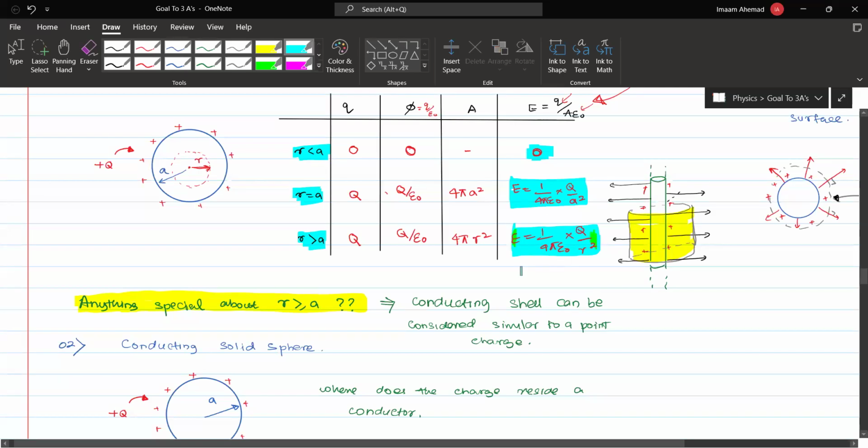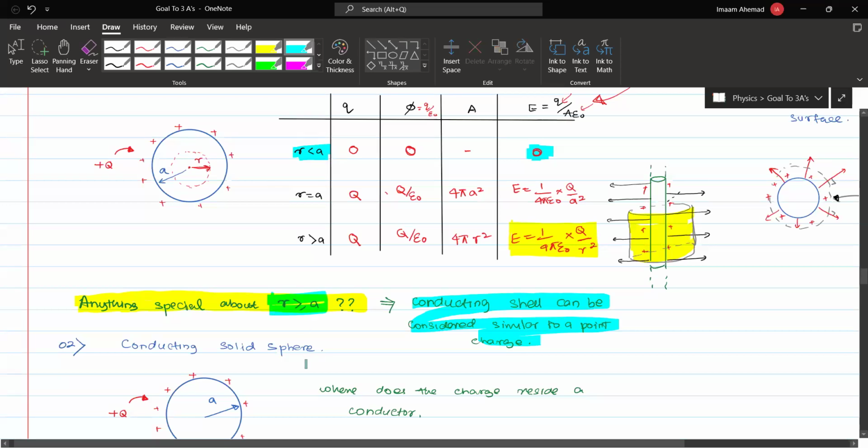What I'm saying is, although we got this equation for a conducting shell, actually we have seen that equation earlier. Where did we see it? We saw that equation when we discussed point charges. So the claim I make is a conducting shell can be considered similar to a point charge when R is greater than A.